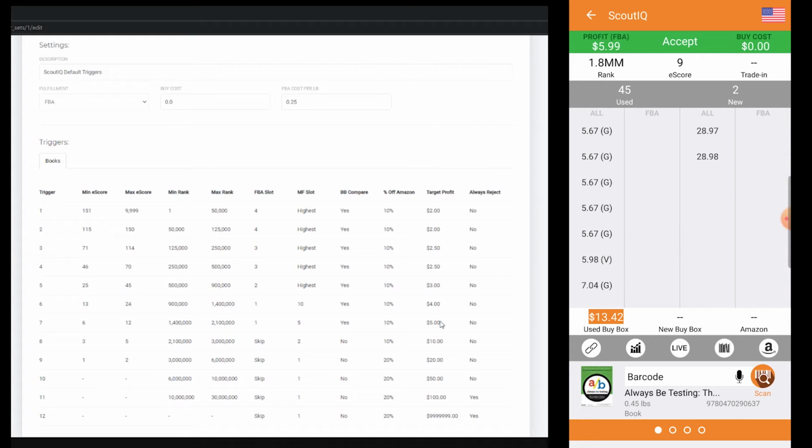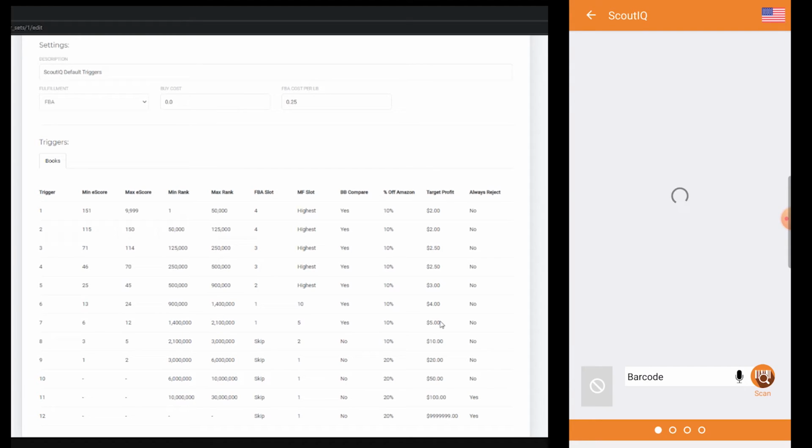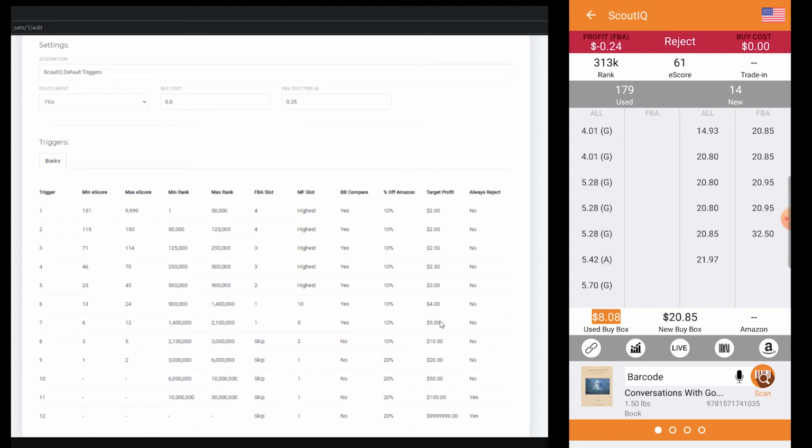Let's look at one more example. Negative 24 cents profit. That one's pretty obvious why it says reject. Let's do another one.